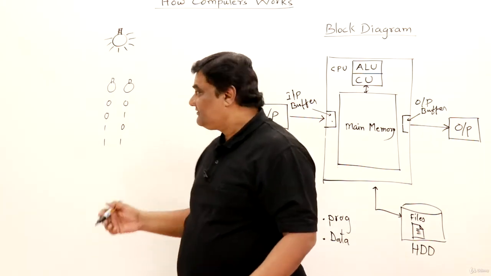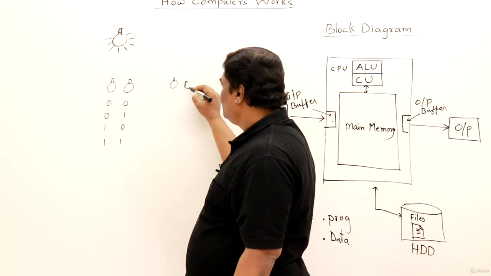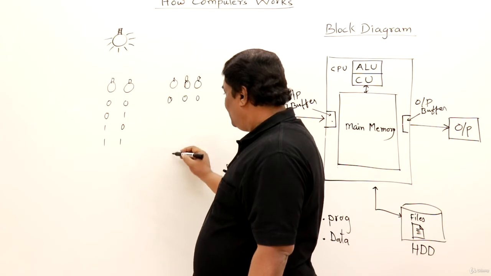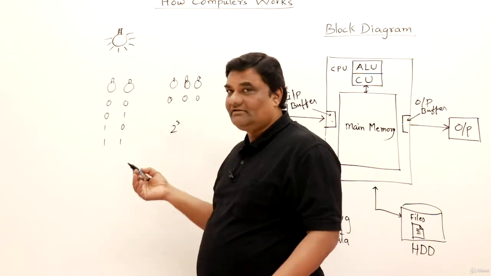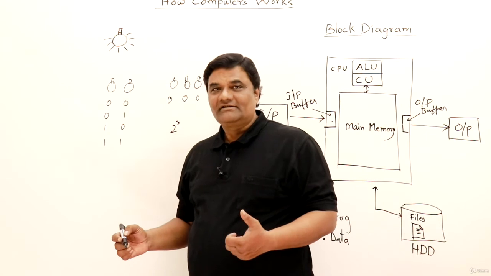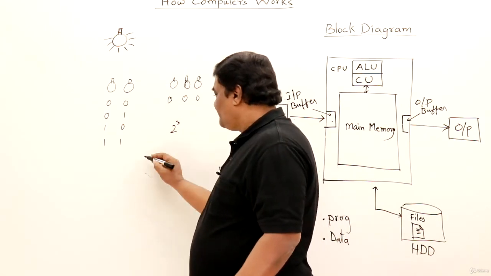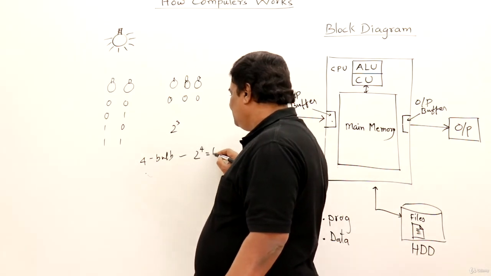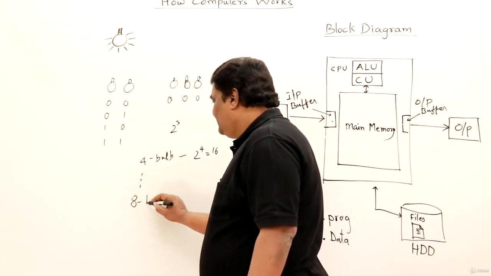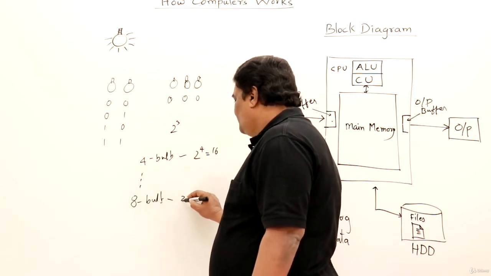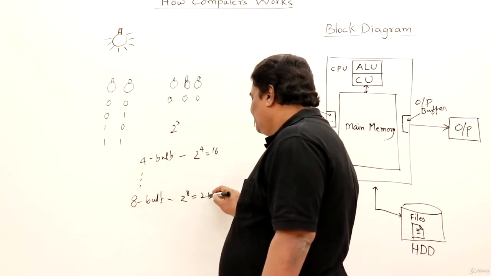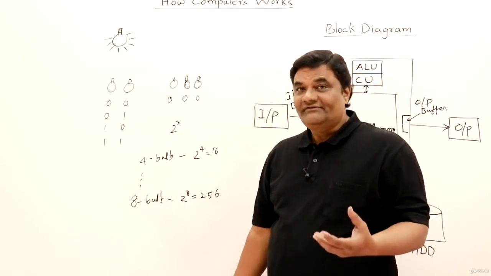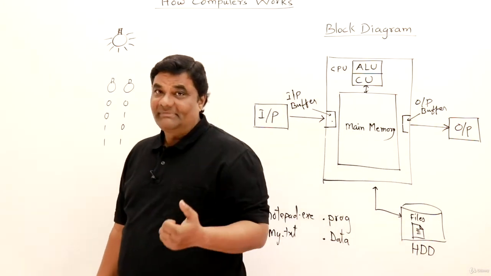So if there are three bulbs, then what? If there are three bulbs, like I'm just scribbling, 0, 0, 0. Total, how many possibilities are there? So this is 2 power 3, 8 possibilities are there. Right? So what about 4 bulbs? If you have 4 bulbs, then this is 2 power 4, 16. And what if we have 8 bulbs? So 8 bulbs will be 2 power 8, that is 256. So we can have 256 different commands, 256 different messages.